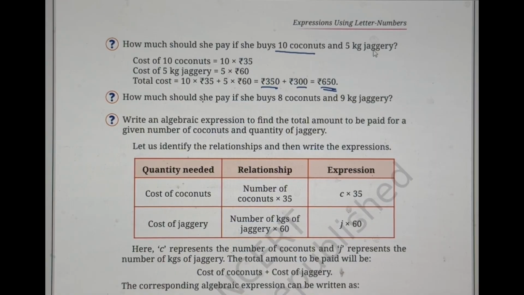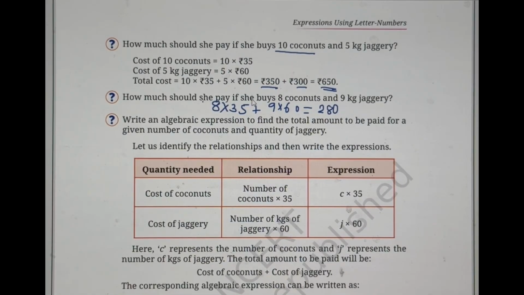Now write an expression to find out the total. Sorry, I missed this question. How much should she pay if she buys 8 coconuts and 9 kg jaggery? The cost of coconut was 35 rupees, so we will do 8 into 35 plus 9 into 60. Right? So 8 into 35 is 280.